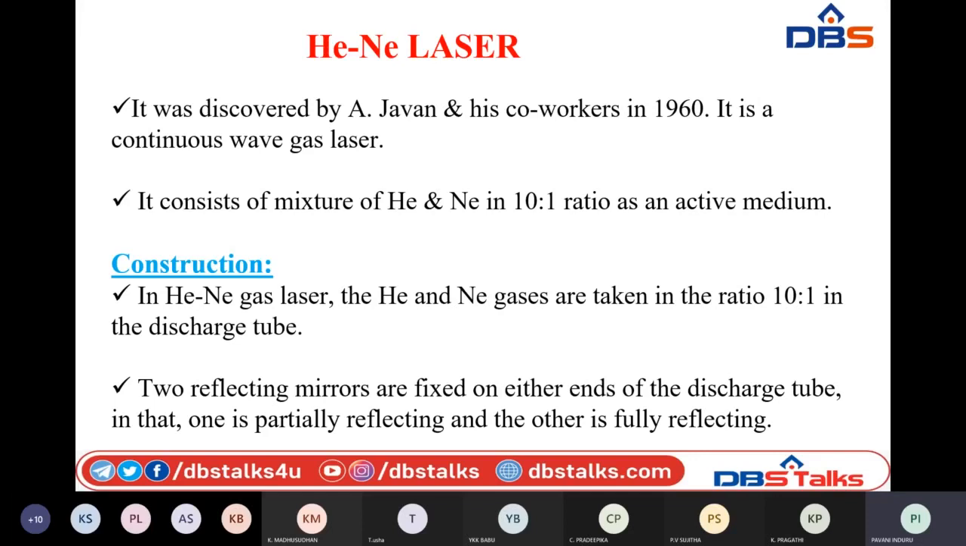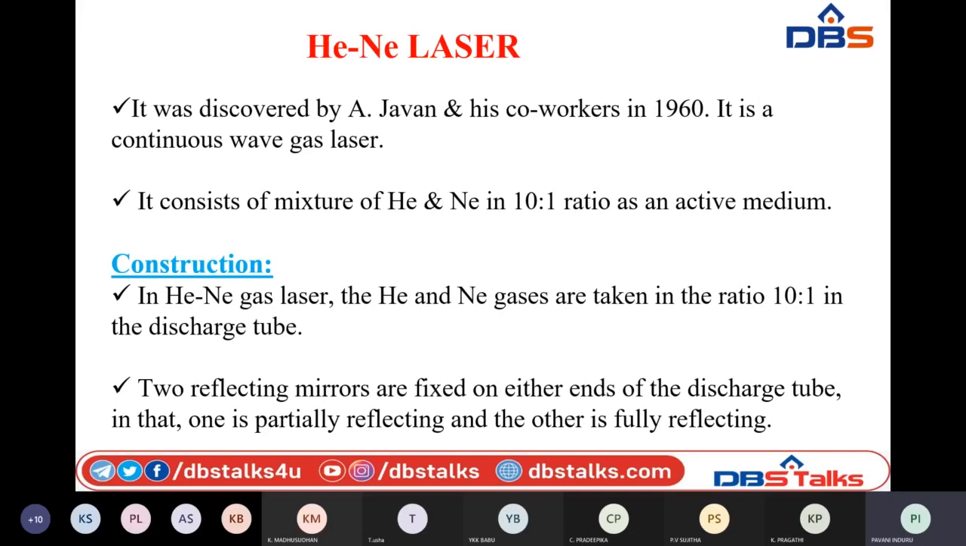This can be possible with the help of the helium neon laser. It was discovered by A. Javan and his co-workers in 1960. It is a continuous wave laser. That means the emission of light from the laser is continuous, not pulsed. The mixture we are going to use here is helium and neon in the ratio of 10:1. This acts as the active medium.